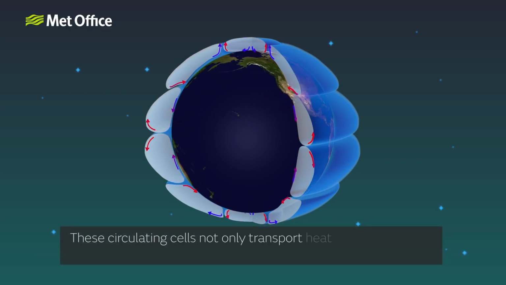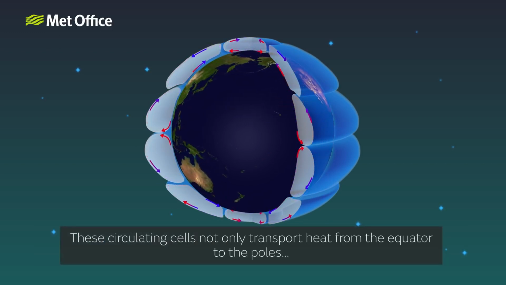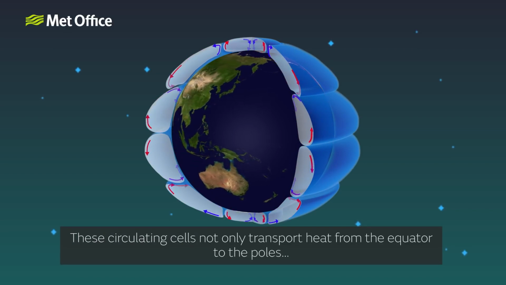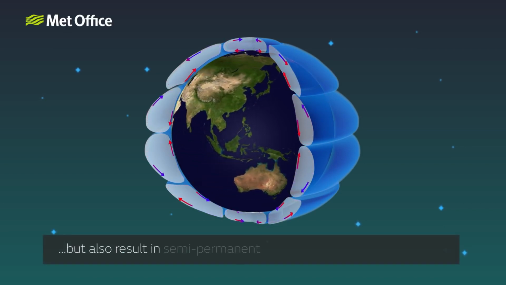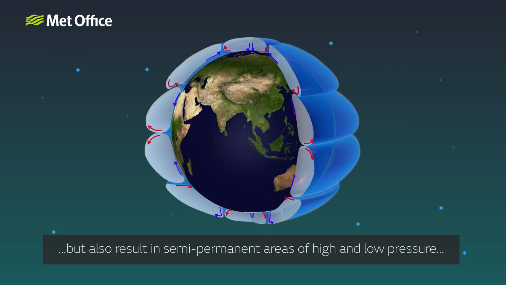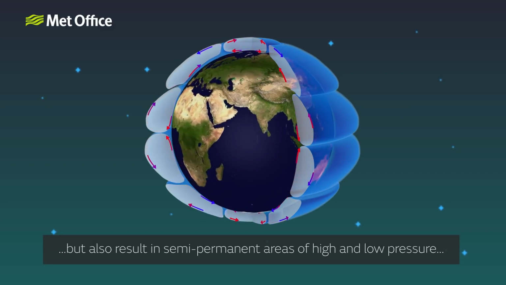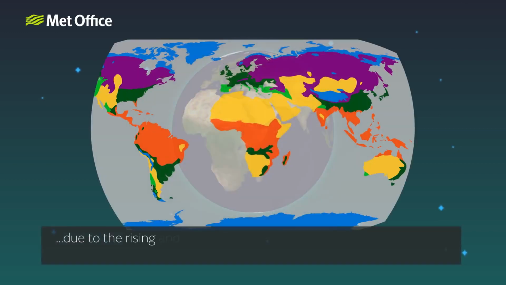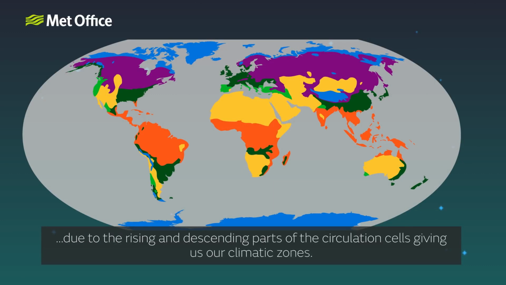These circulating cells not only transport heat from the equator to the poles, but also result in semi-permanent areas of high and low pressure due to the rising and descending parts of the circulation cells, giving us our climatic zones.